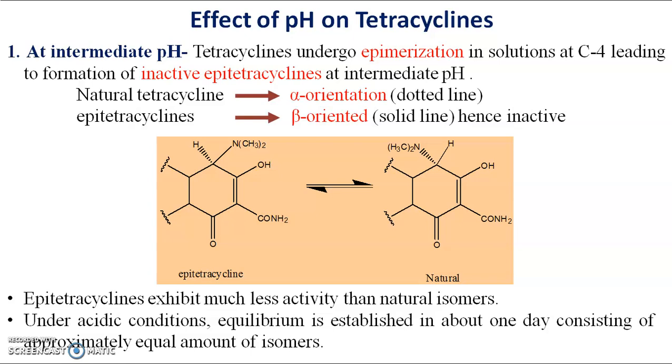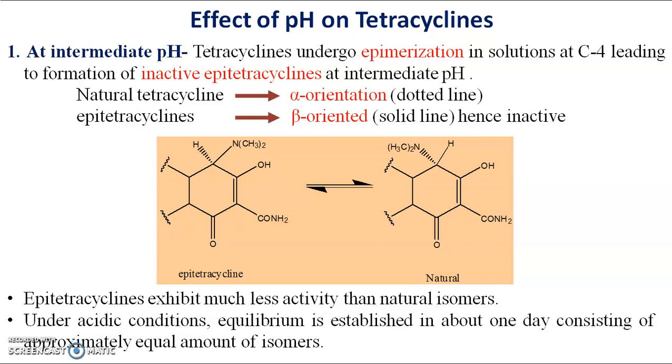Let us see the effect of pH on tetracycline. At intermediate pH, tetracyclines undergo epimerization in solutions at C4, leading to the formation of inactive epitetracyclines. Natural tetracyclines contain alpha orientation, which is indicated by a dotted line, whereas epitetracyclines contain beta orientation, which is indicated by a solid line. And because of this beta orientation, epitetracyclines are inactive.